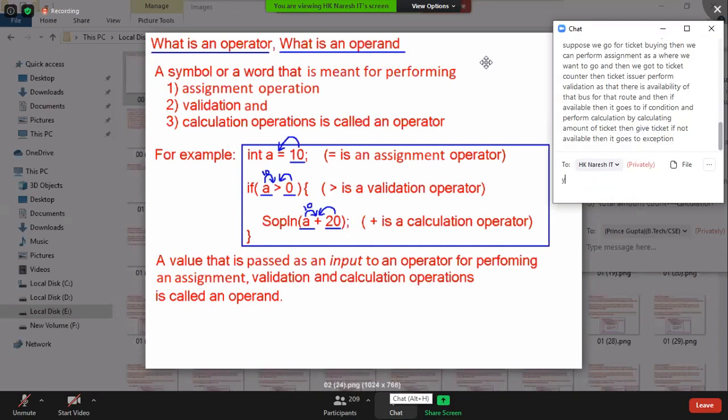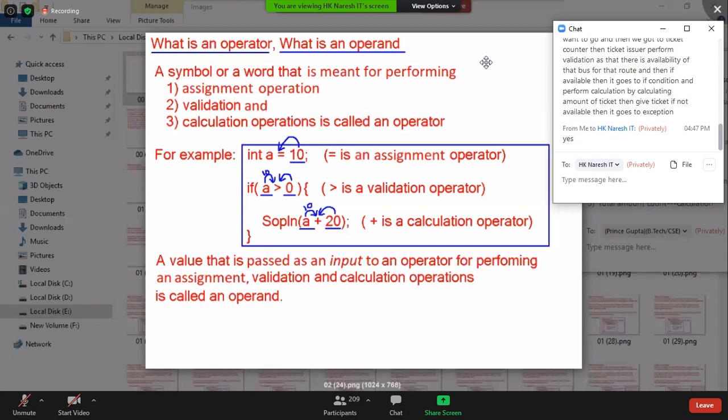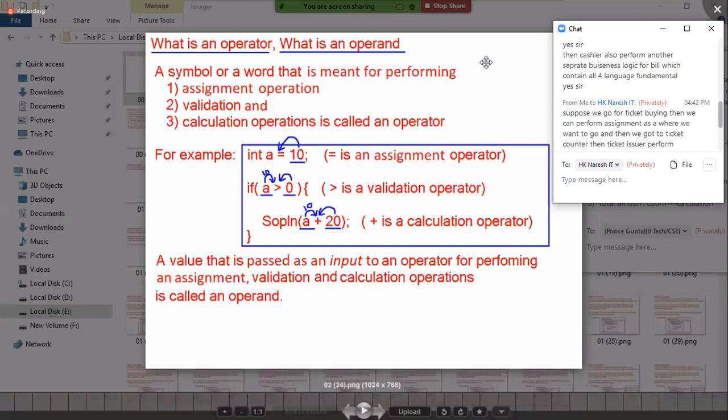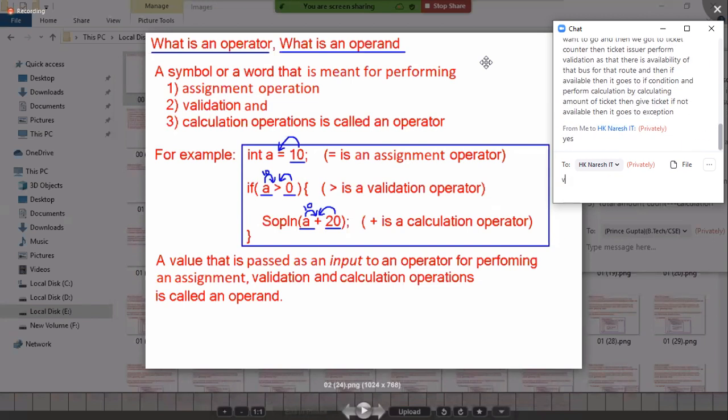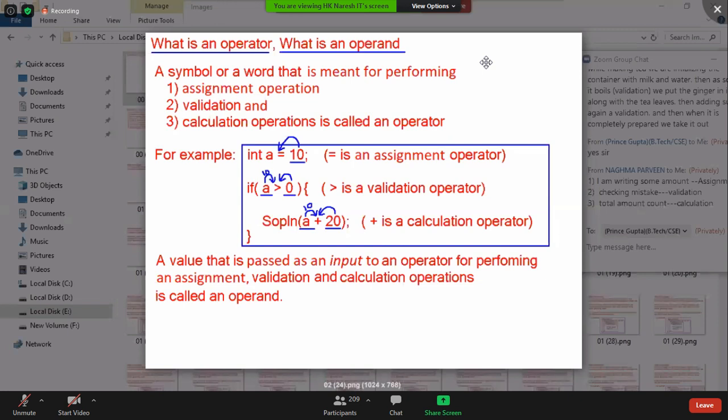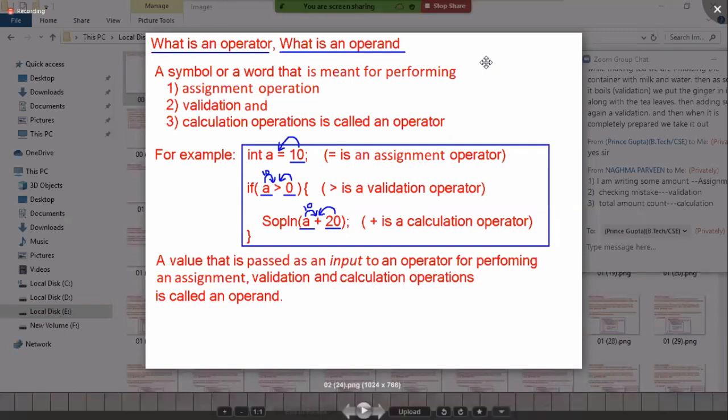Already comfortable, na? So if anybody asks you, tell me what is an operator, what is an operand, will you get confused, or will you visualize these slides? Very simple here. An operator is a symbol or a word that is meant for performing assignment, validation, calculation operations. Then tell me, what is an operand? It's very simple. If you want to execute an operator, I need some value. The value we are passing as input to an operator is called an operand. Wonderful. Then what is an expression?